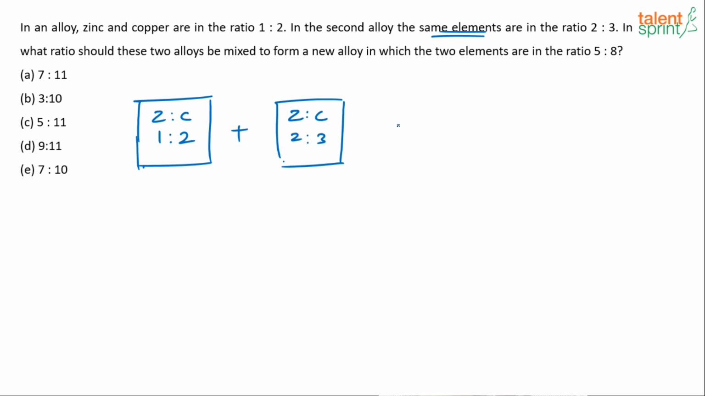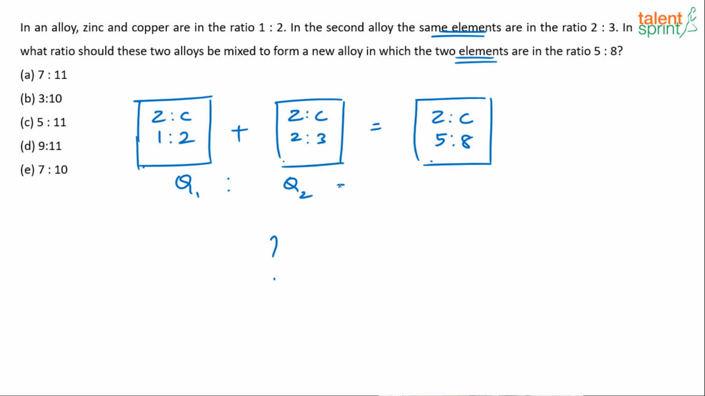You add these 2, and you get a new alloy. That has zinc and copper in what ratio? It has the 2 elements in the ratio 5:8. So the question that comes up now is, in what ratio will you mix these 2? Q1 is to Q2 should be equal to what? What should be the ratio of these 2 mixtures to get such a proportion?